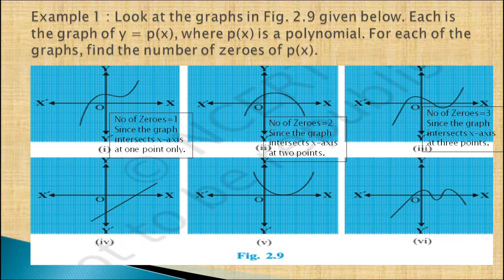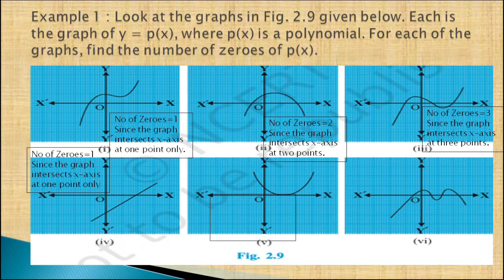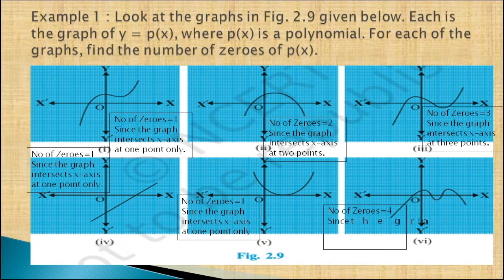Fourth, here the graph is intersecting the x-axis at 1 point, therefore the number of zeros is 1. 5. Here the graph is intersecting the x-axis at 1 point only, therefore the number of zeros is 1. 6. The number of zeros is 4 because the graph is intersecting the x-axis at 4 points.